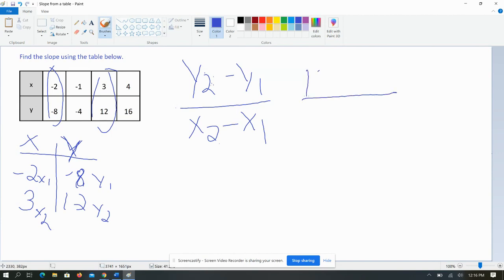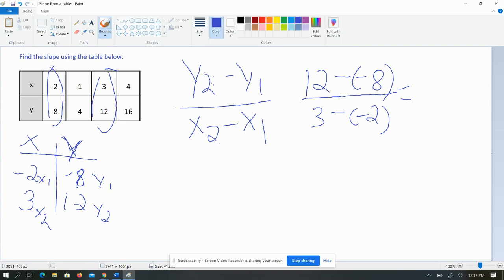So my y2 was 12. And I'm going to subtract a -8. So I want to make sure I get that negative number in there. And for my bottom, the denominator, I'm going to put my 3, because that's my x2, minus a -2. So here we have some examples of subtracting a negative number. So we need to remember what our rules are, or make sure we put it in the calculator correctly.